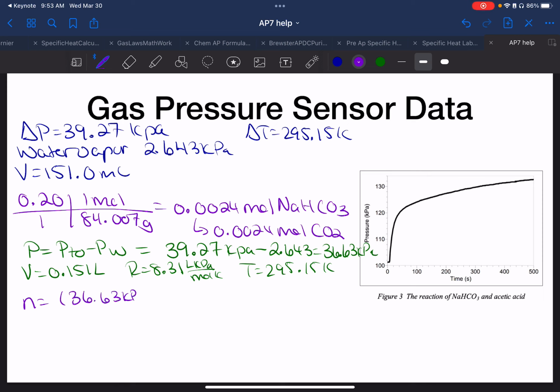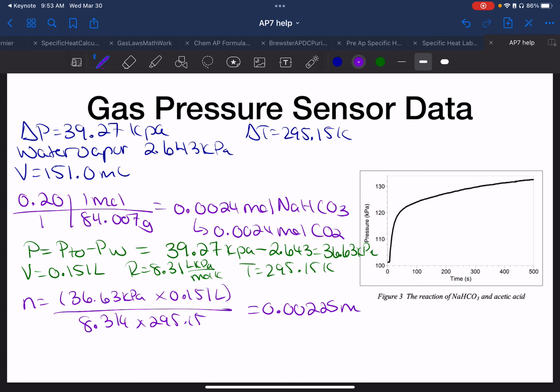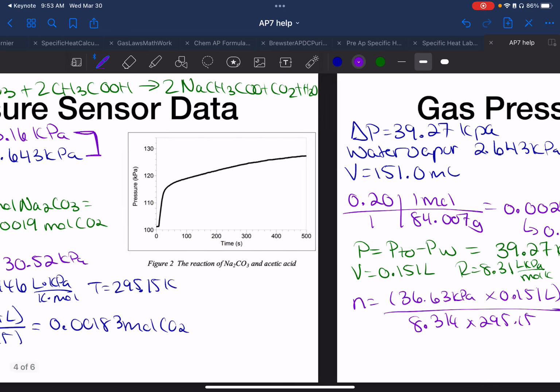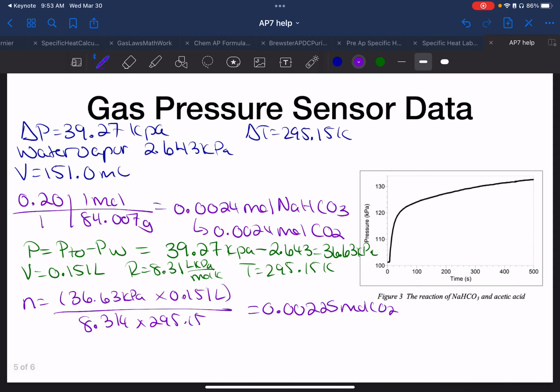When we rearrange to solve for our n, we're going to get 36.63 kilopascals times 0.151 liters divided by 8.314 times 295.15. And when I do this calculation, I get 0.00225 moles of CO2. Okay, so we can see the difference between those two.